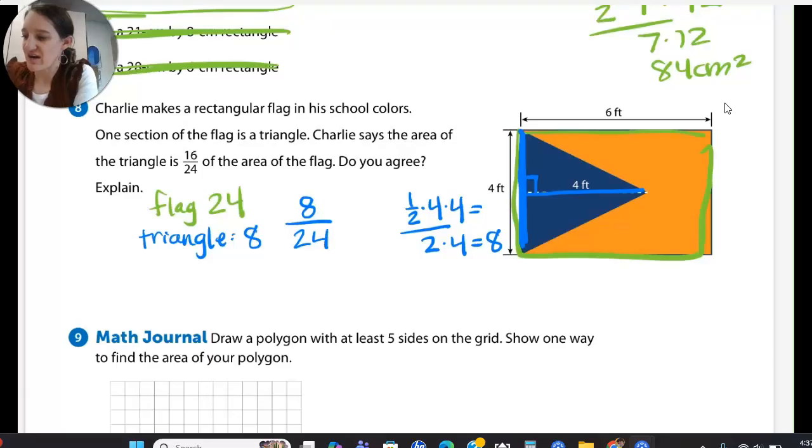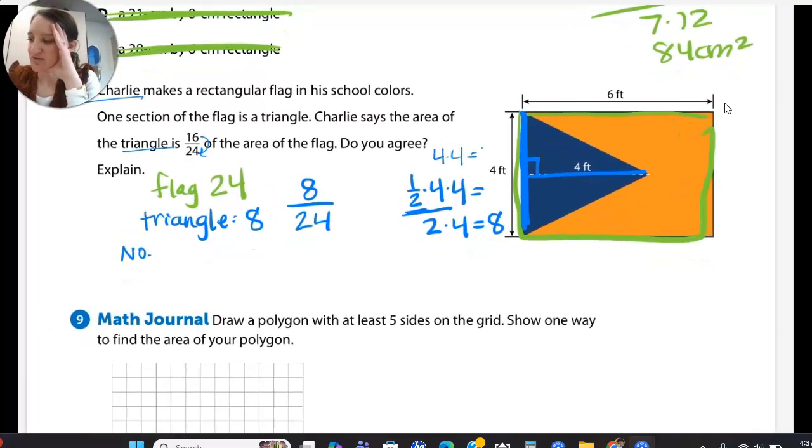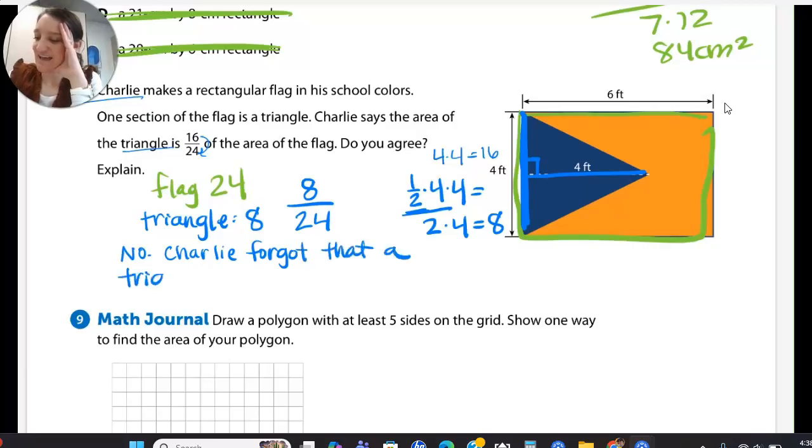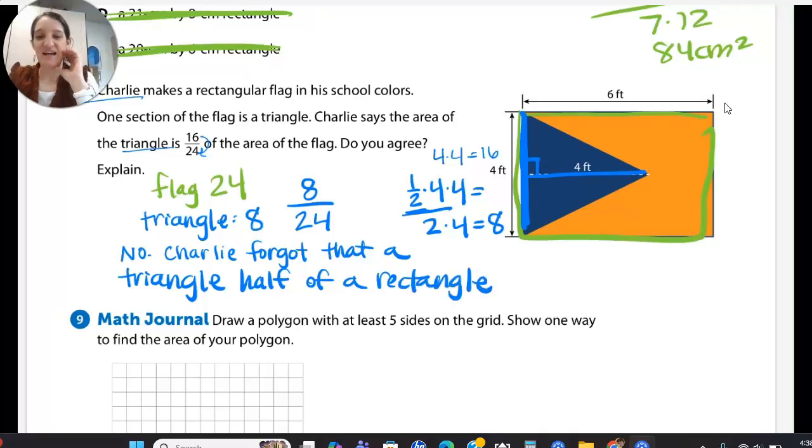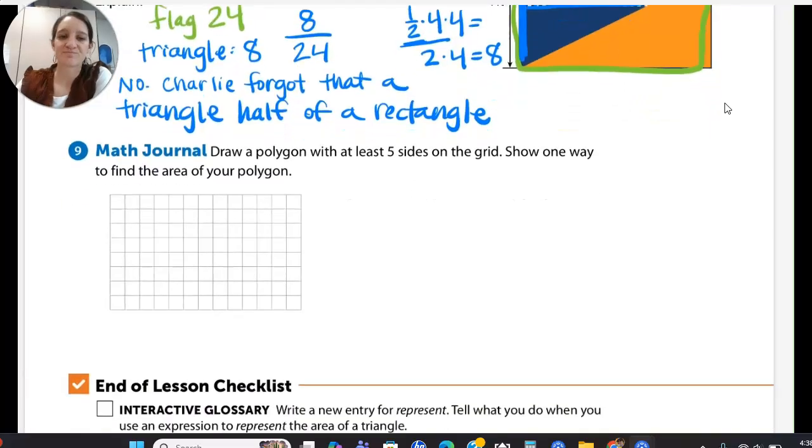Charlie says the area of the triangle is 16/24 of the area of the flag. I'm going to say no. I think Charlie forgot to do the 1/2. Because if Charlie hadn't done the 1/2, it would have just been 4 times 4, which is 16. So no. Charlie forgot that a triangle is half of a rectangle. At least the formula is half of the formula for a rectangle.